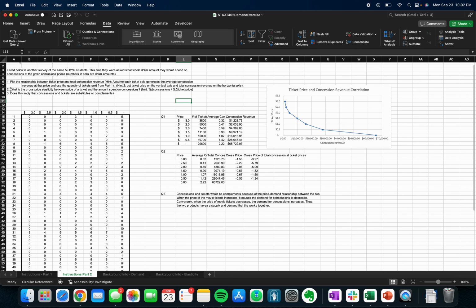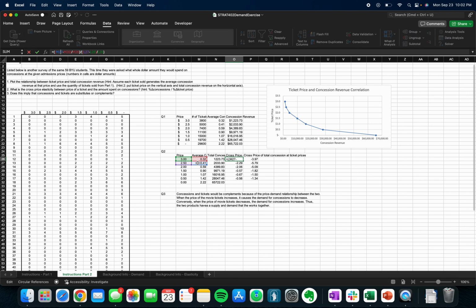Part 2 says, what is the cross price elasticity between price of a ticket and the amount spent on concessions? So we're finding the change in concessions over the change in ticket price. Basically what I did to find this, I did one for the average ticket price. I also did one for the total concessions. I guess it doesn't say explicitly which it asked for, so I'll show you how I did each of them.